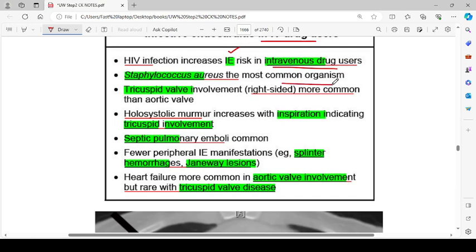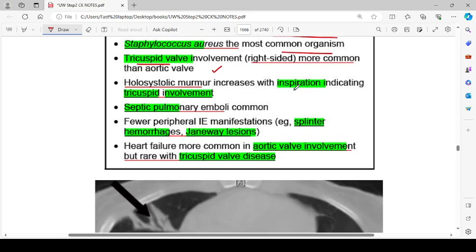Staph aureus is the most common organism. Tricuspid valve involvement, the right side, is more common than the aortic valve. A holosystolic murmur that increases with inspiration indicates tricuspid involvement. So the increase with inspiration is basically the indicator for tricuspid regurgitation. Then we have septic pulmonary emboli. From this point, that is tricuspid regurgitation, yes, because a holosystolic murmur is seen in a regurgitant tricuspid valve.